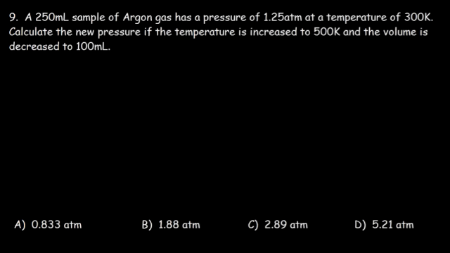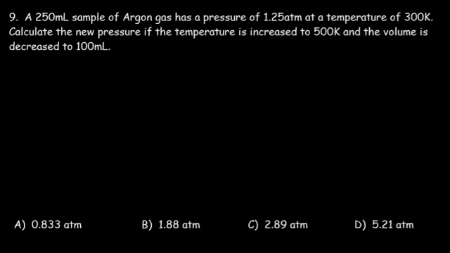Number 9. A 250 milliliter sample of argon gas has a pressure of 1.25 atm at a temperature of 300 Kelvin. Calculate the new pressure if the temperature is increased to 500 Kelvin and if the volume is decreased to 100 milliliters.